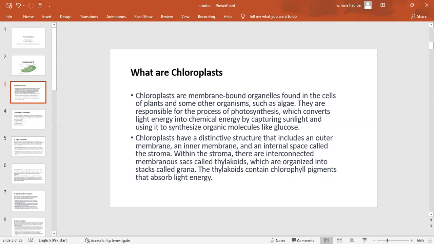Chloroplasts have a distinctive structure that includes an outer membrane, an inner membrane, and an inner space called stroma. Within the stroma, there are interconnected membranous sacs called thylakoids, which are organized into stacks called grana. The thylakoids contain chlorophyll pigment that absorbs light energy.